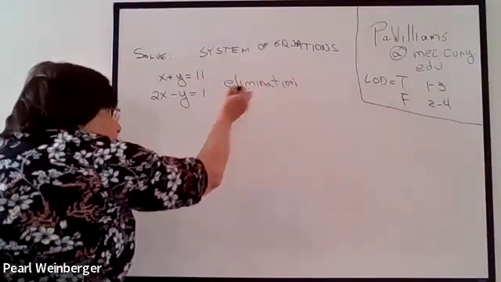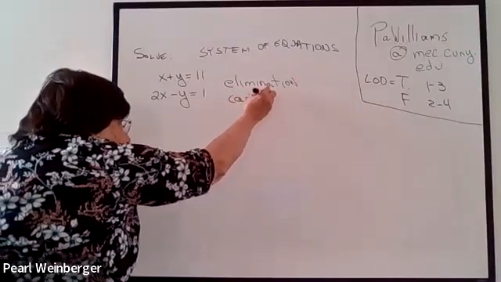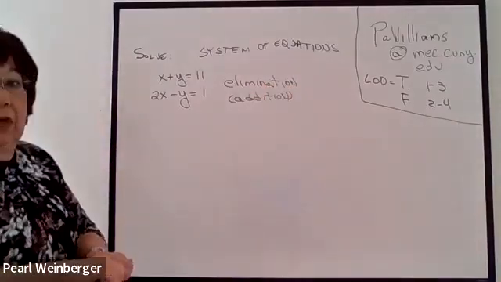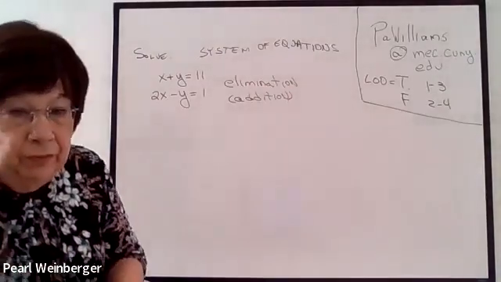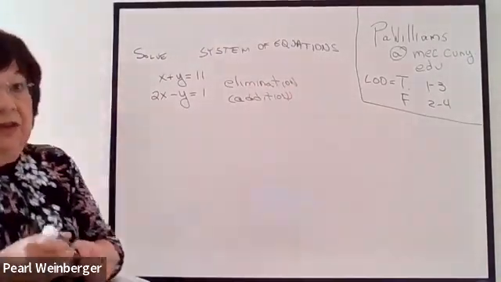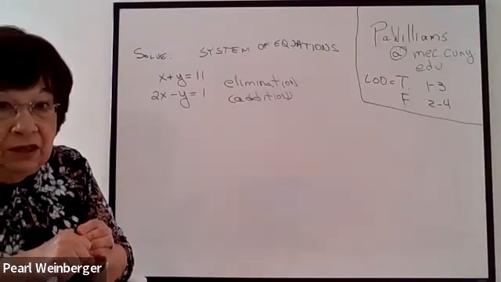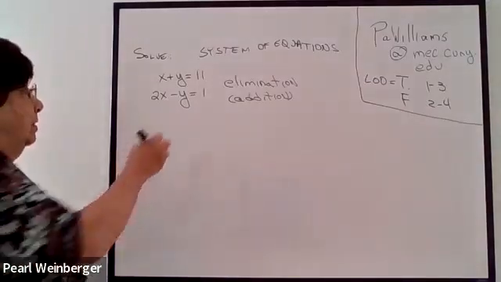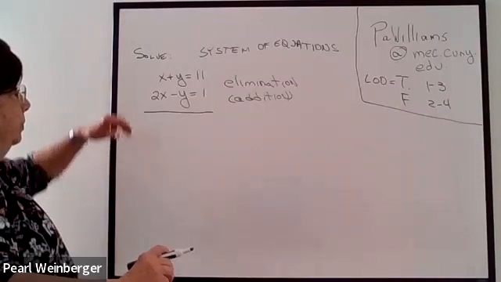Sometimes this method of elimination is also called the addition method. And both of these names will give you a hint as to what we're doing. The addition method is hinting at us that what we want to do is add these two equations. Let's see what happens when we add these two equations down.